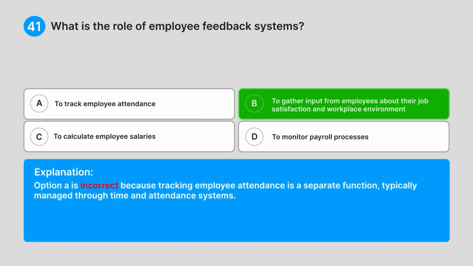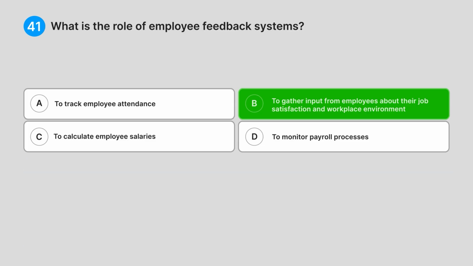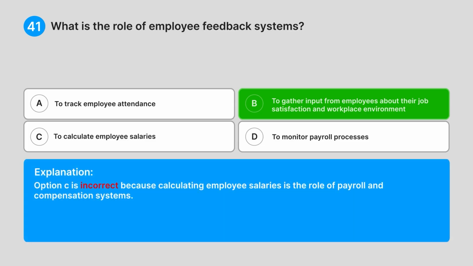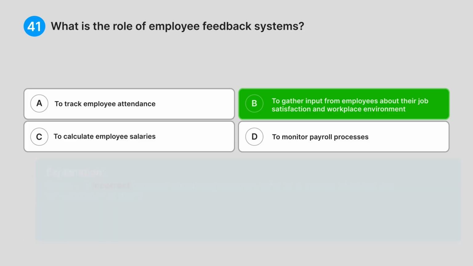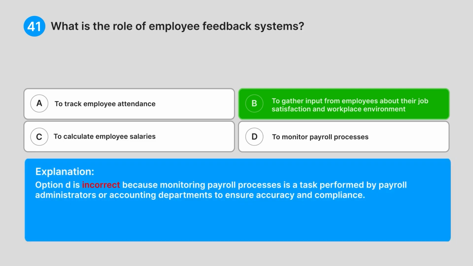Option A is incorrect because tracking employee attendance is a separate function, typically managed through time and attendance systems. Option C is incorrect because calculating employee salaries is the role of payroll and compensation systems. Option D is incorrect because monitoring payroll processes is a task performed by payroll administrators or accounting departments to ensure accuracy and compliance.